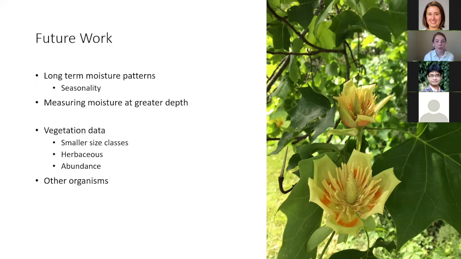I also think that measuring moisture at a greater depth might reflect different results. Dyer, who created this tool set, was measuring soil moisture in the field at a greater depth than we were. He was looking at 30 to 60 centimeters, whereas we were really looking at that surface level soil moisture. I think that looking at different vegetation data could be pretty interesting: smaller size classes of trees, herbaceous data, and even looking at abundance rather than just presence data. I also think that this framework or these variables might be applicable to studying other organisms, especially those studied through moisture gradients.